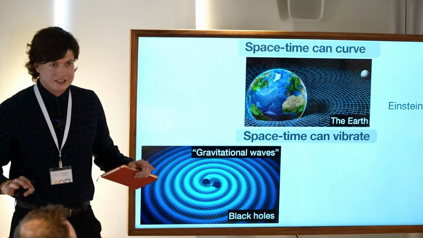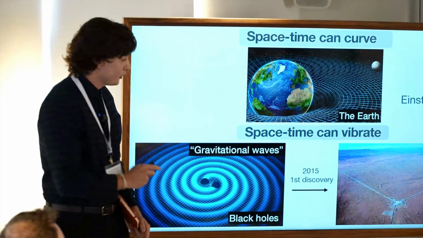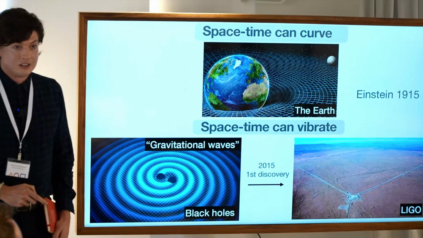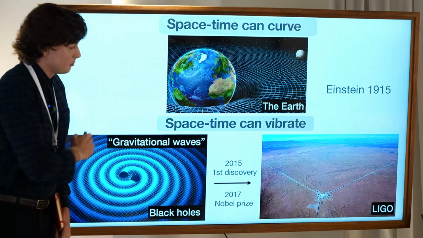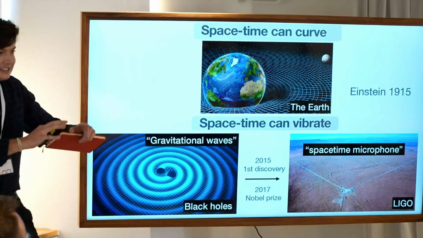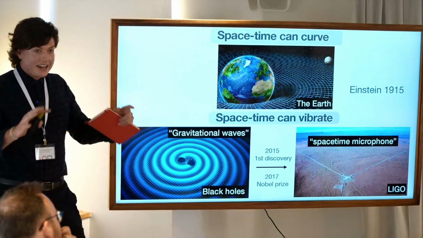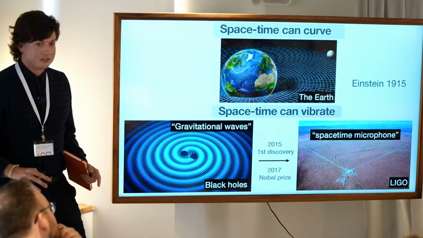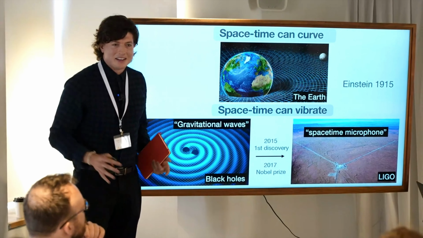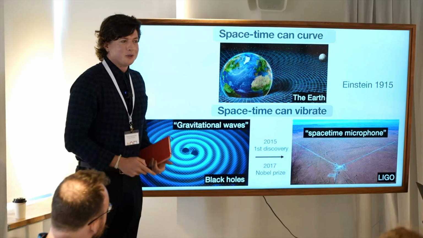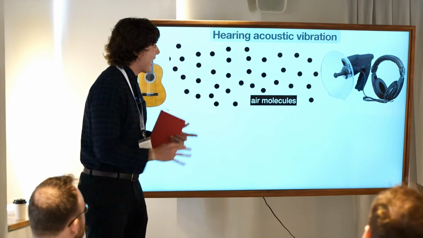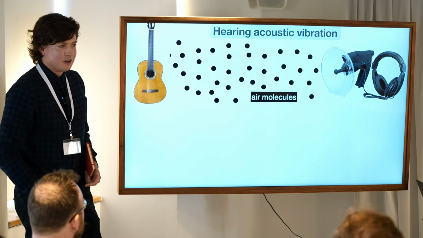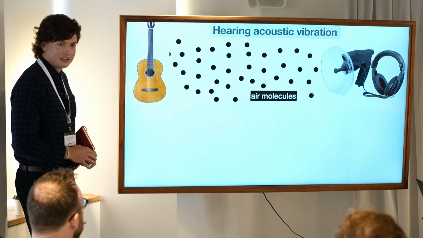And they were detected for the first time in 2015, a discovery awarded a Nobel Prize. This instrument is like a space-time microphone which can hear space-time vibration. Now what does it mean to hear space-time vibration? Because usually when we talk about hearing, we talk about hearing acoustic vibration, for instance, the sound of a guitar.